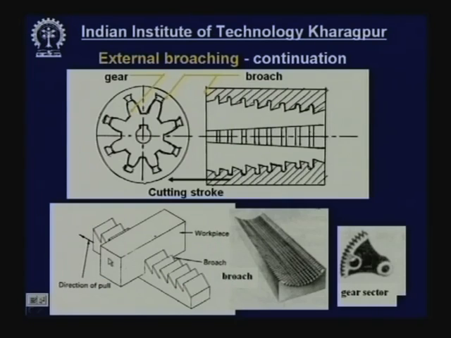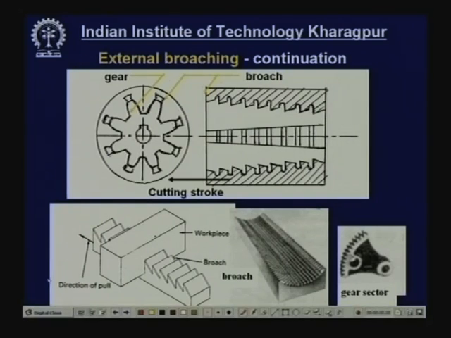Let us see the example. Now, here you can see that suppose this is a gear, okay. This was the gear blank. You have to produce the teeth. So, first you have to remove this layer of material, okay. This layer of material in between the teeth.